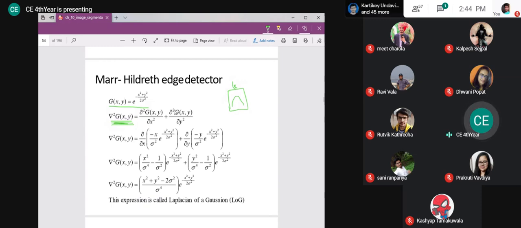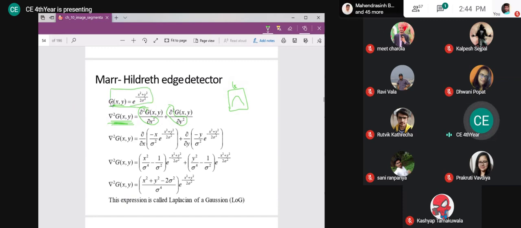So they applied Gaussian, but not only Gaussian. I want to apply Laplacian over it. What is Laplacian? It is the second order differentiation in the x direction of my function, plus the second order differentiation in the y direction of my function. What was my function? The function is g of x,y. It is given by this.